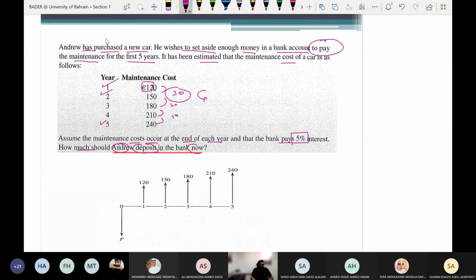In the bank now, and Andrew wants to know. And you say to set aside. I'll be like, look, he's depositing now. Normally, when you deposit, what happens? You collect, right? So that he can pay the bank. So please do not just read "set aside to pay" and put minus 120.